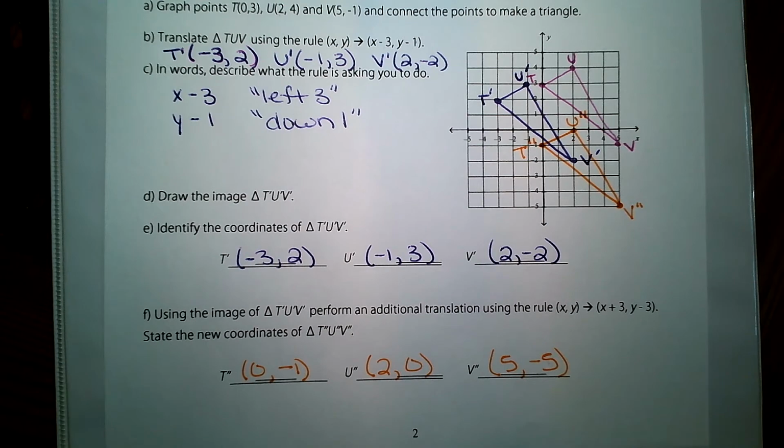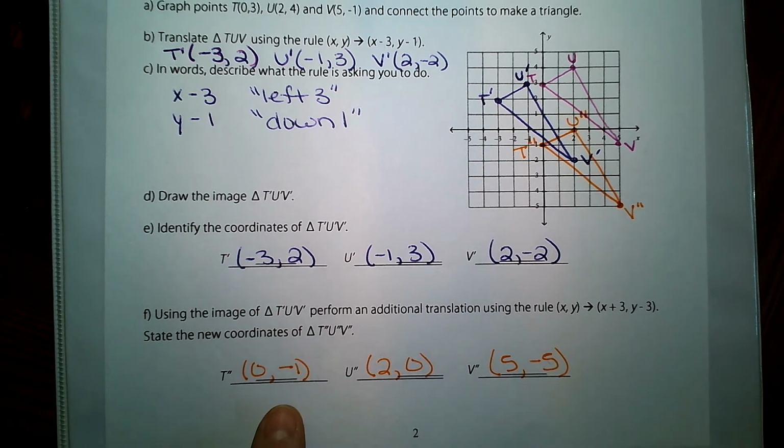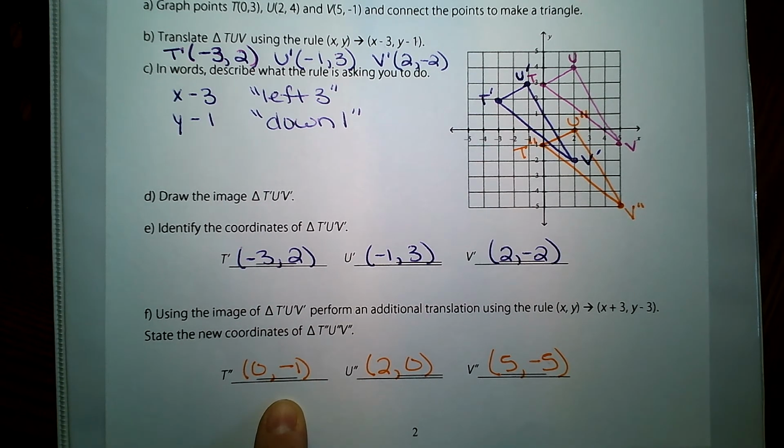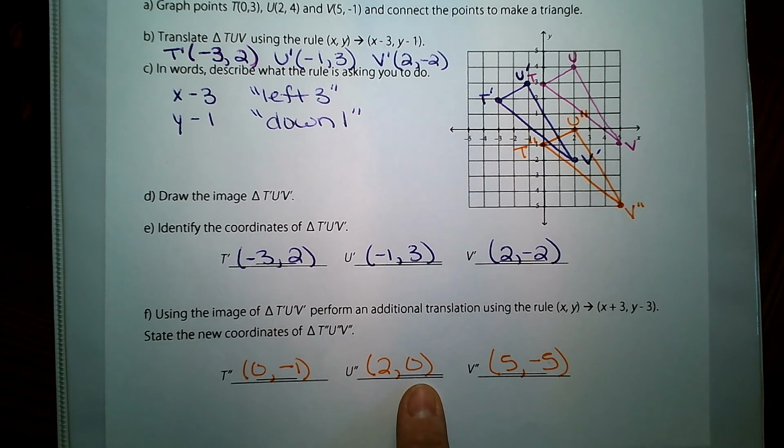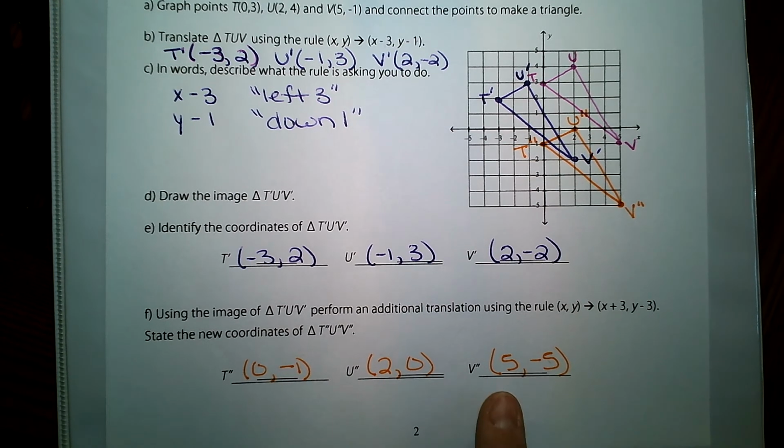Okay, no matter which way you prefer to work this problem, I hope you came up with these three coordinates. T lands at the final spot of 0, -1. U lands at 2, 0. And V lands at 5, -5.